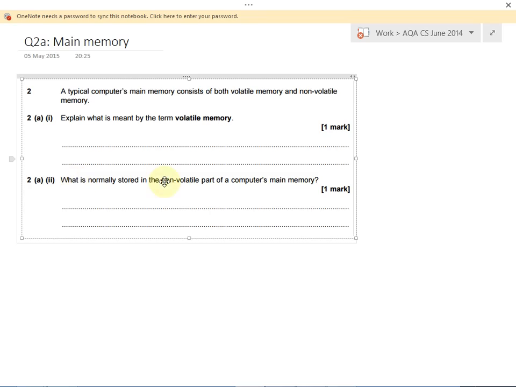What is normally stored in non-volatile parts of the computer's main memory? Lots of people might be tempted to talk about your hard disk here, but remember we're talking about the main memory. So we're thinking about non-volatile main memory.